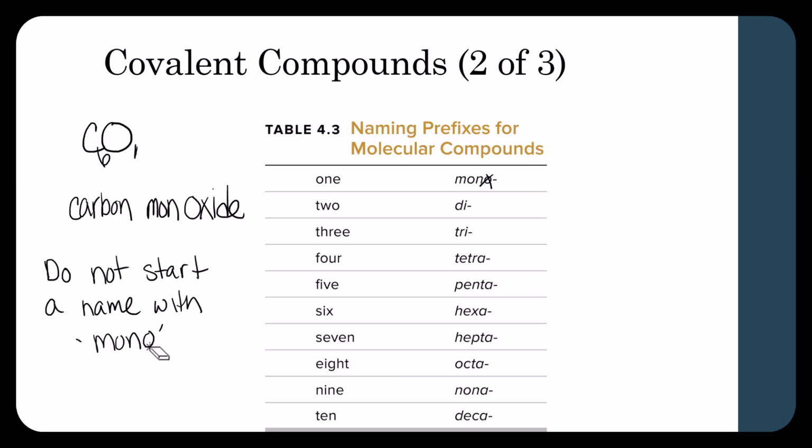That's it for covalent naming. First, identify it as a covalent compound, and then just make sure we write the prefixes to tell them how many.